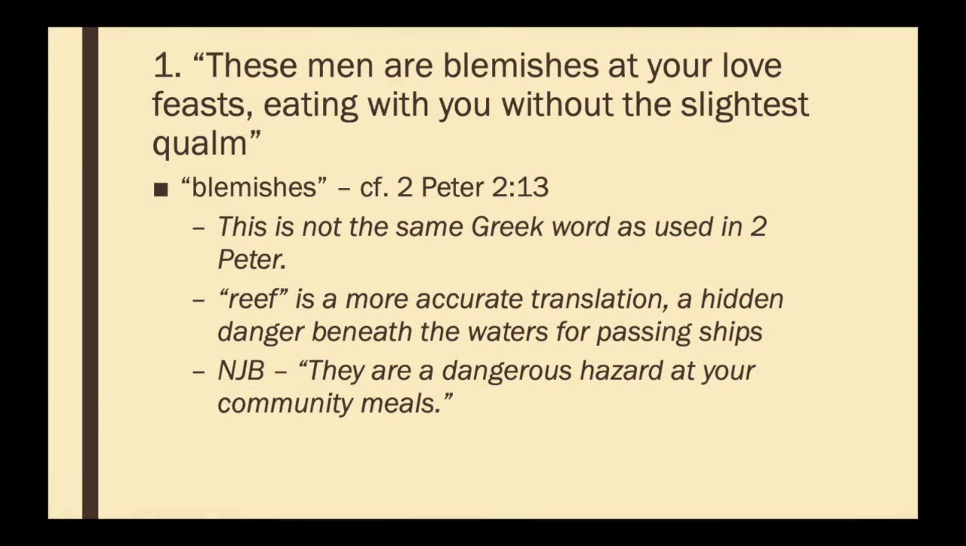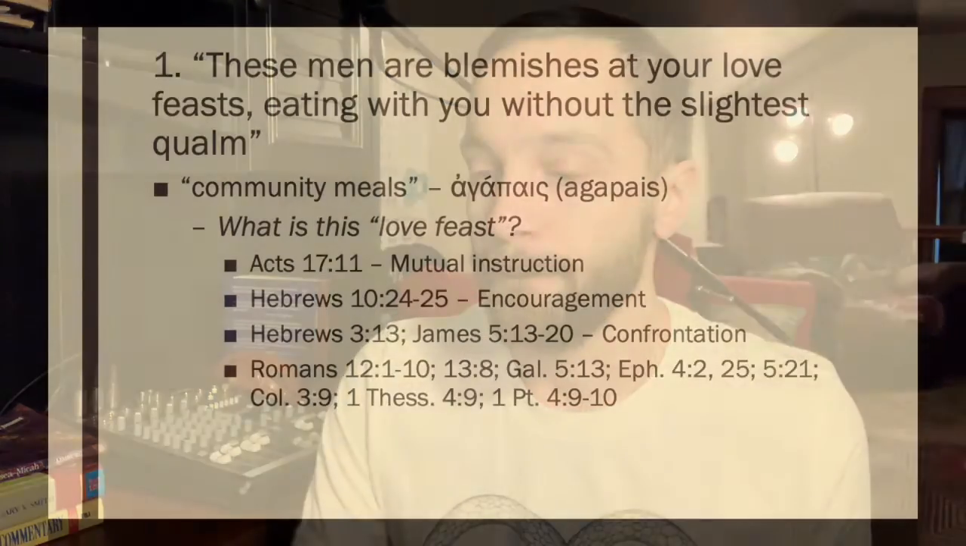And it's more equal to a reef, which is a more accurate translation, a hidden danger beneath the waters for passing ships. So it could be all nice and smooth, and then there's just those little jagged areas sticking up. And that's what that blemish is. All right, so the NJB translates it as they are a dangerous hazard at your community meals. And that's the image that Jude is drawing up here. That when these false teachers come together, they are more a danger to everybody else than everybody else being able to help them work out their errors, okay?